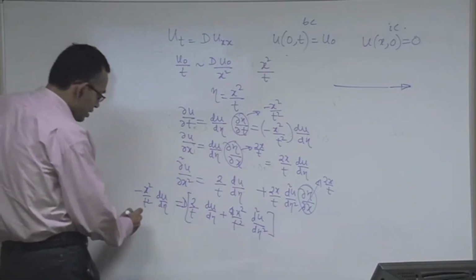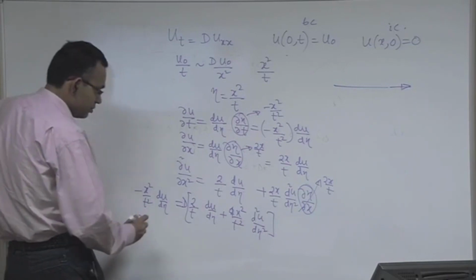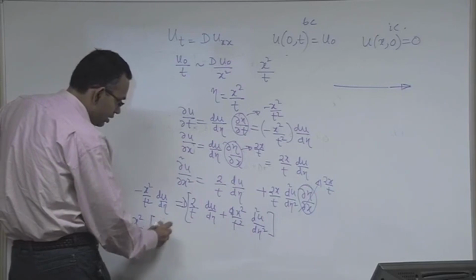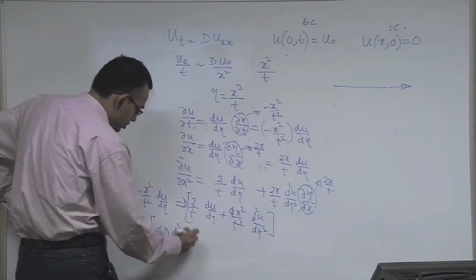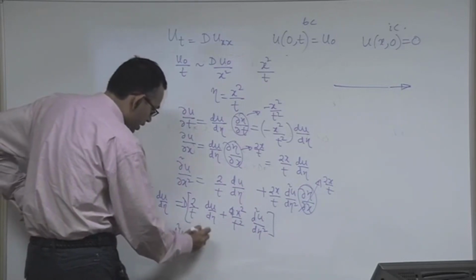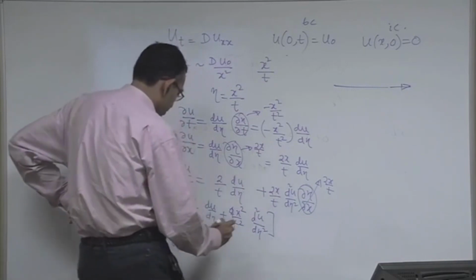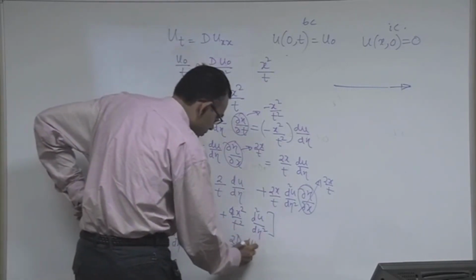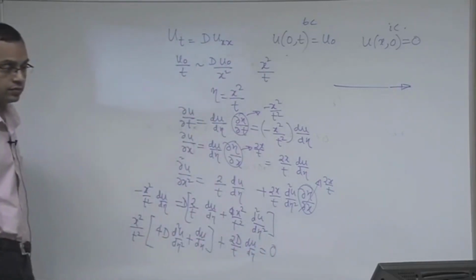So you can take x square by t square on one side and write 4 d2u d eta 2 plus du d eta plus 2D by t du d eta is equal to 0, right.